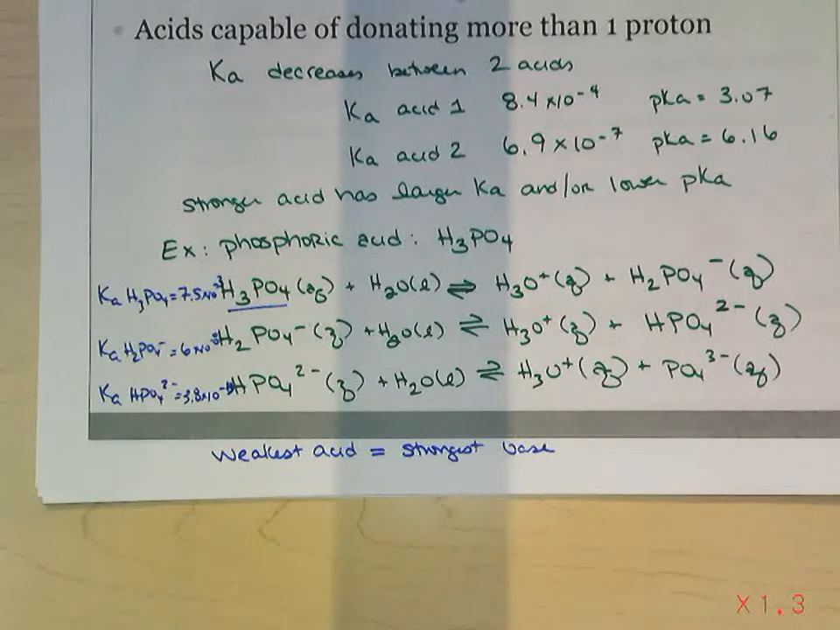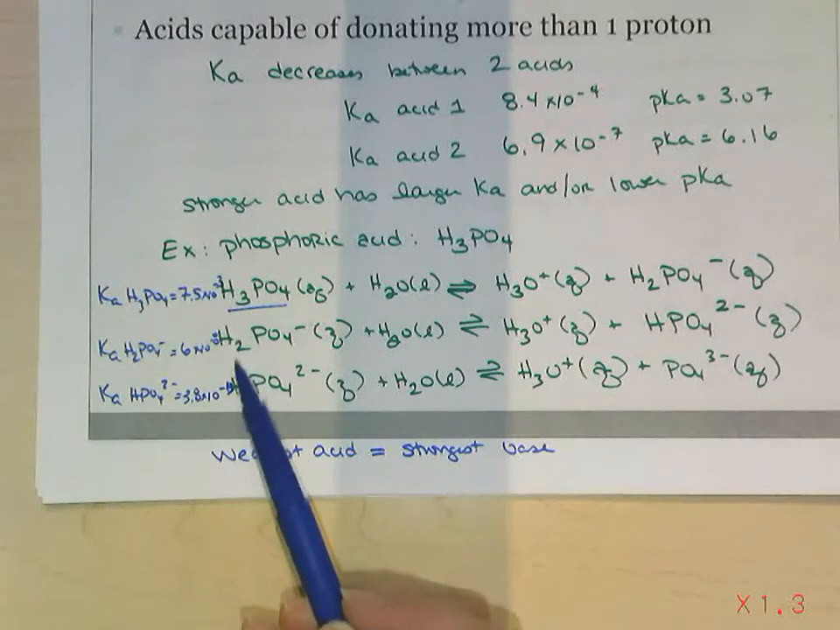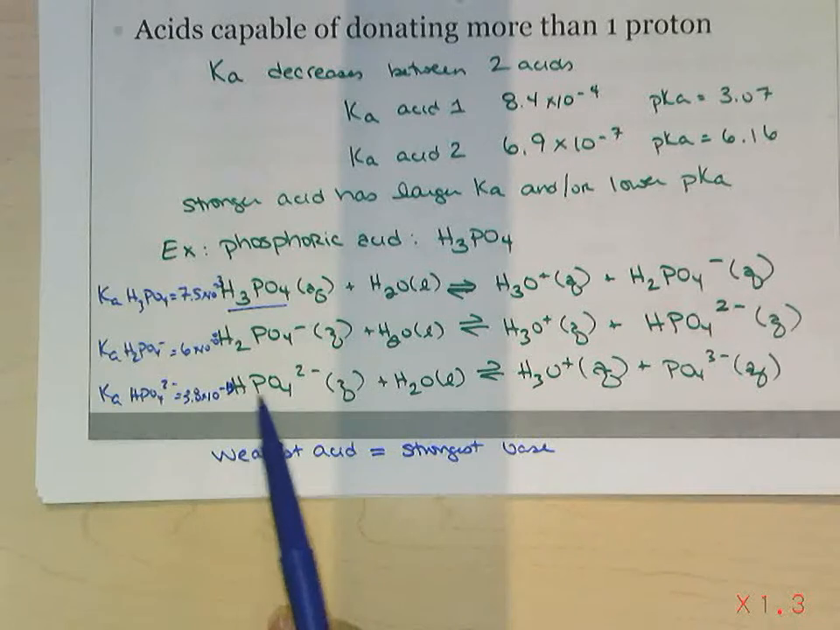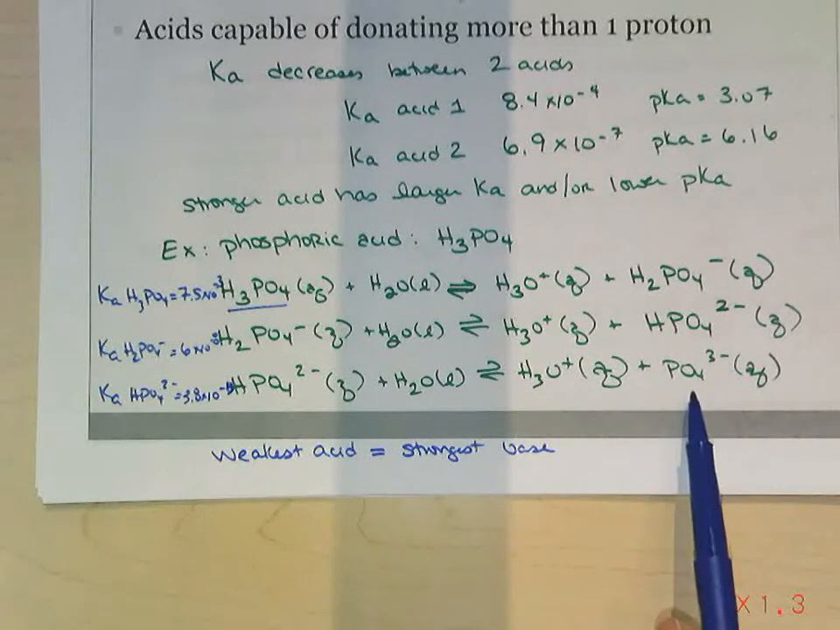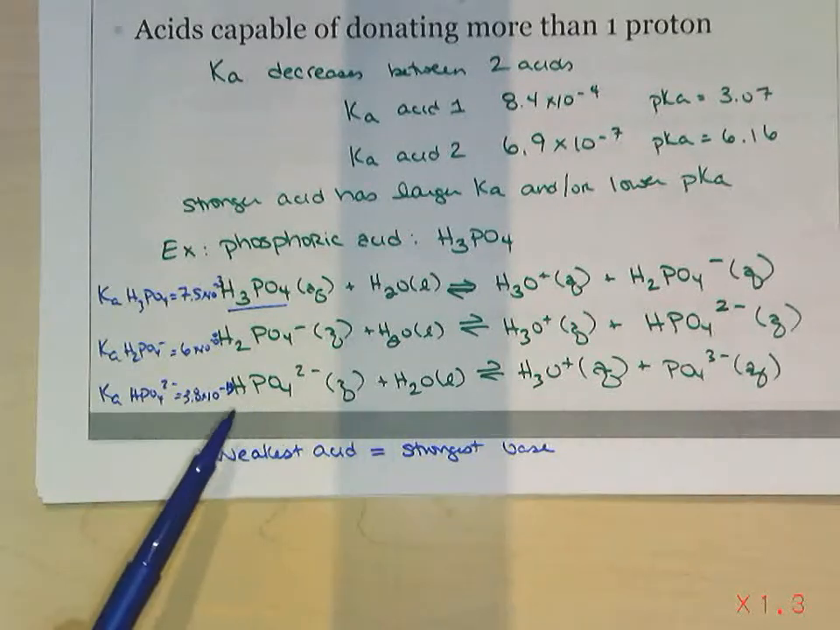So, as my Ka is decreasing from 1 to 2 to 3, it's telling me that it's harder to remove the proton, so it's less likely to make products. But what is this reaction down here? Is it more likely to get products or more likely to come back to reactants?